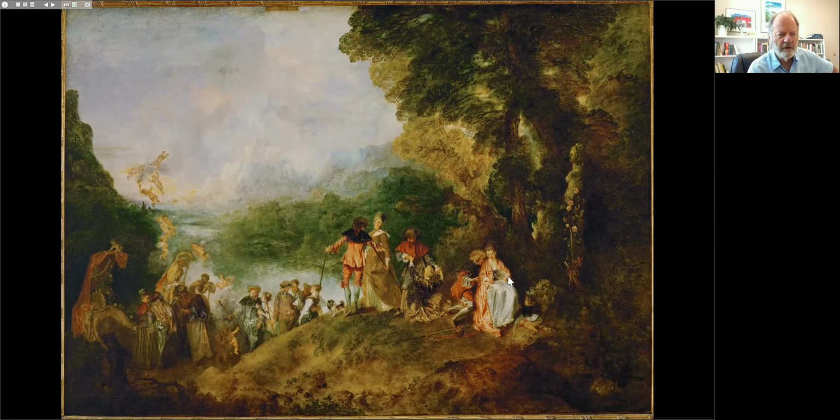Your textbook will tell you that it's not exactly clear what's going on. The painting has been understood at times as showing them arriving, leaving for Cythera, arriving at Cythera, or leaving Cythera. It looks to me like really they're leaving. They've been here, they've enjoyed a time of social and amorous exchange, and they're having to leave now.